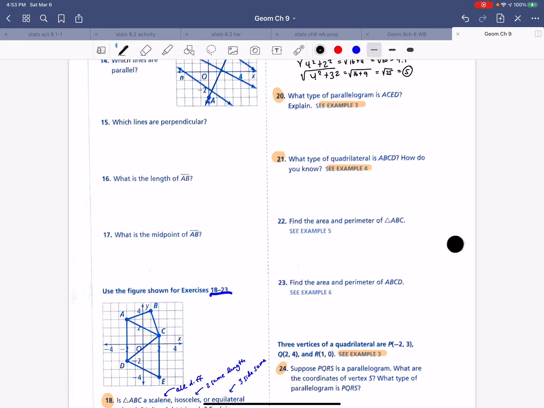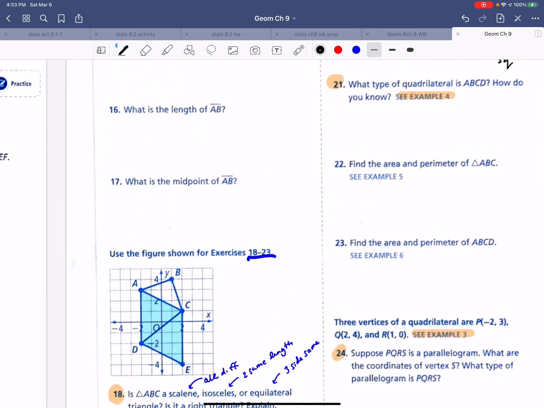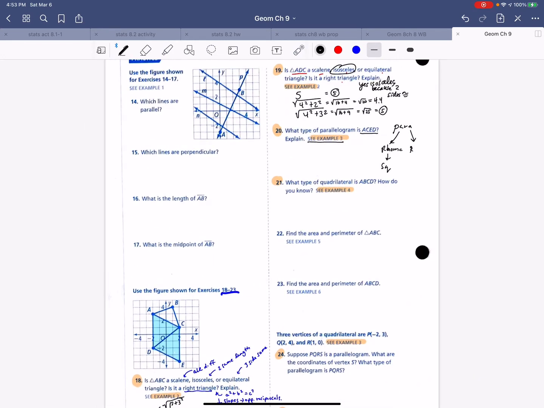Okay, question number 20 says, what type of parallelogram is ACED? So remember we had a chart of parallelograms, and there were different kinds of parallelograms. We had our rhombus, and then under a rhombus was our square, and then we had, I don't know, we haven't looked at that little flow chart in a while. Okay, so maybe just a rectangle, right? You could have a rectangle. So those are our types of parallelograms.